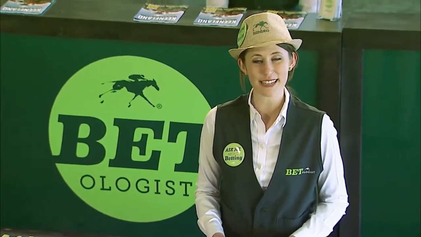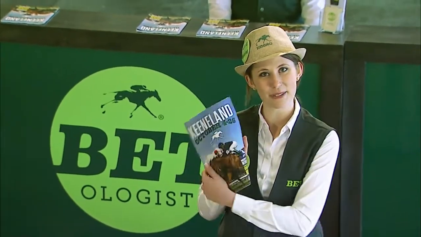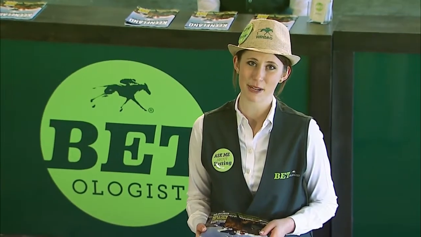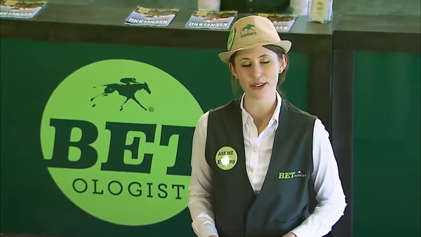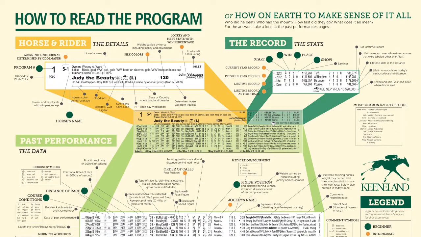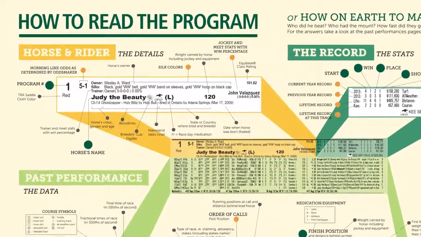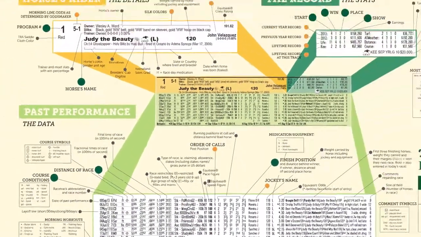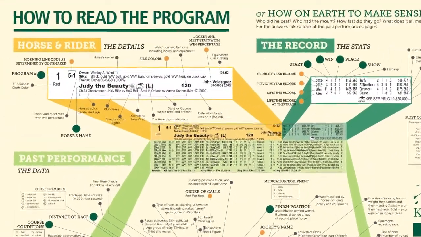Now, everything that you need to know about making a winning bet is in one of these. The only issue is that there's a lot of information and it can be a little bit confusing. So today we're going to go over how to read a program. Now, there are three sections that the program is broken down into: the horse and rider, the record, and the past performance. I usually like to start looking at the horse and rider.